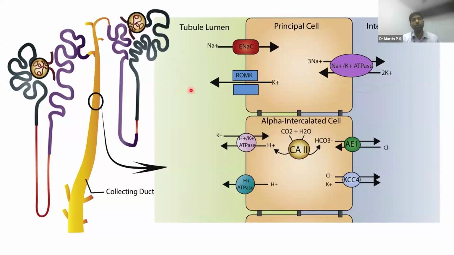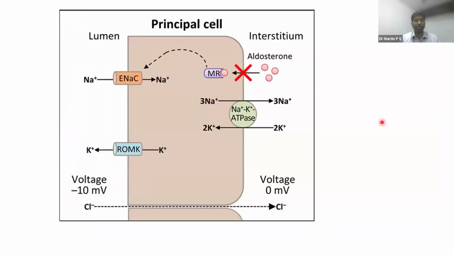The same electronegativity makes sure that the H plus ATPase functions and pumps in more and more potassium. This leads to hydrogen excretion, potassium secretion, and at the same time sodium resorption. So what happens in a case of type 4 RTA?